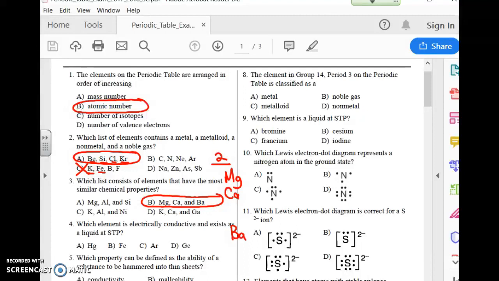Number four, which element is electrically conductive and exists as a liquid at STP? Well, if you're electrically conductive, that means you are a metal. We have to narrow down. We have two metals here, mercury and iron. But as we know, the only liquid metal at standard temperature is mercury.